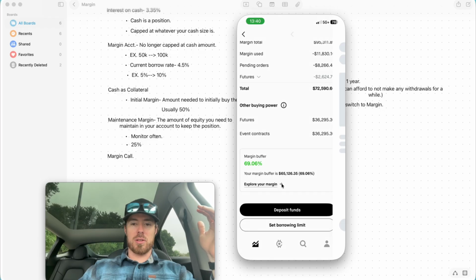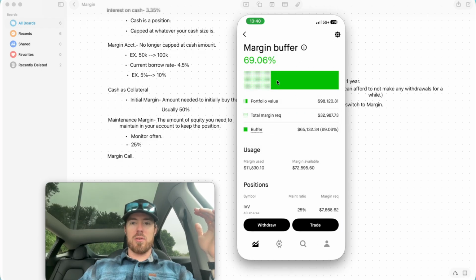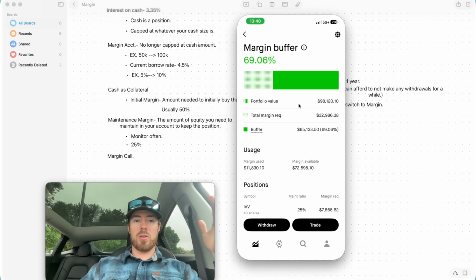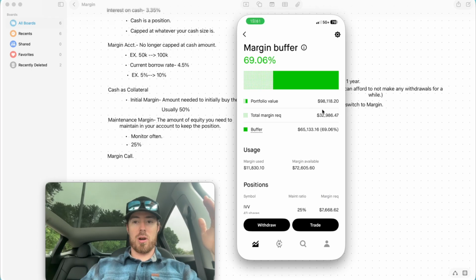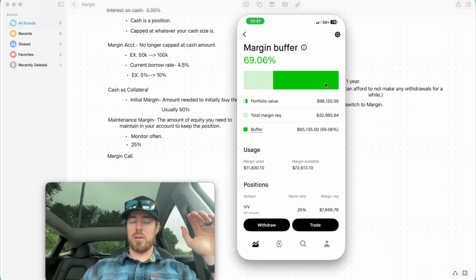But if you hit explore your margin, it's going to tell you the percentage that you are away from having a margin call. Margin call is when your account dips below the maintenance requirement, right? So your total margin requirement is this number right here. If your total portfolio value here dips below this, and the most likely way that happens is that you are way too bought in with margin.